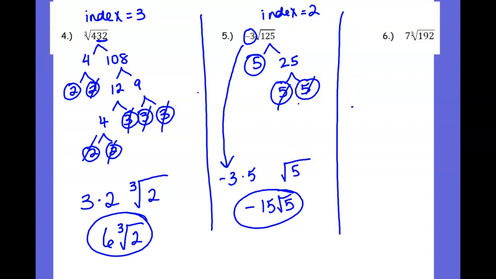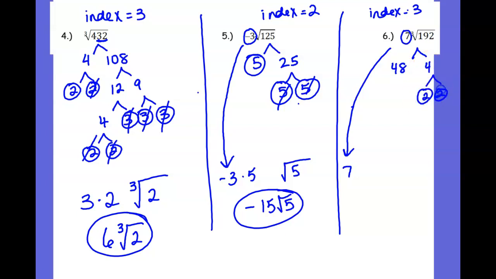All right, so with number 6, again, this is a cube root, so our index is 3. All right, we're not going to forget about that 7 to multiply at the end. We'll take the 192 and we're going to split that, let's see, how about 4 and 48? All right, 4 we can split to 2 and 2. 48, maybe 6 and 8. 6 we keep going, 3 and 2. And 8 would be 4 and 2. And with 4 we can keep going. So we got the tree there.